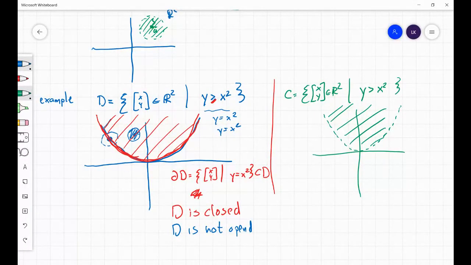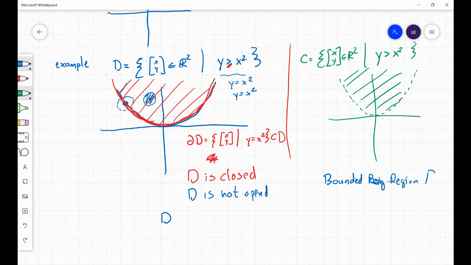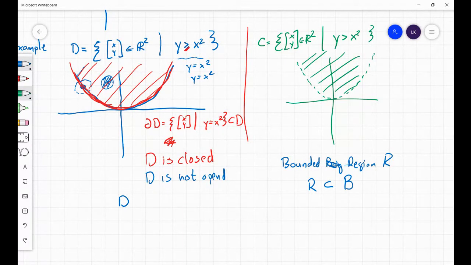So then, is this region bounded? Of course, bounded means that your region R, if you recall, formally we say that if R is contained in a ball of finite radius, so it's contained in a finite volume region, then it's bounded.